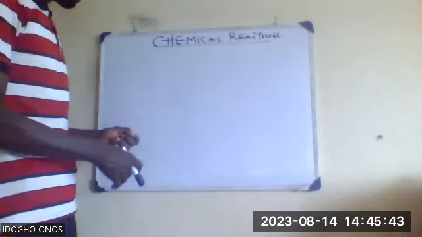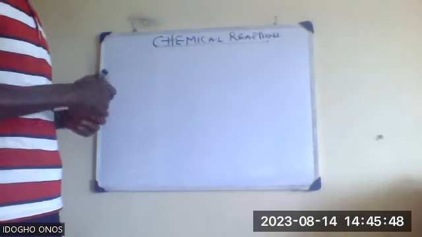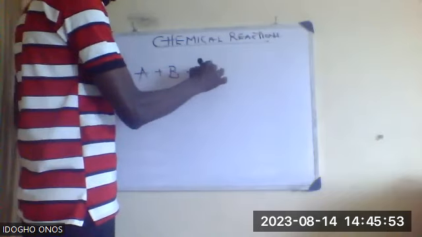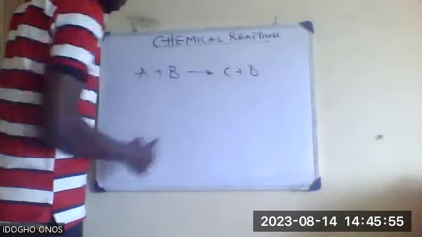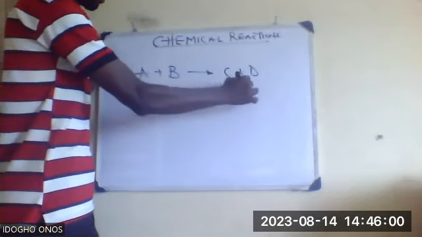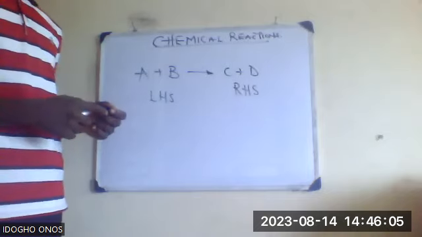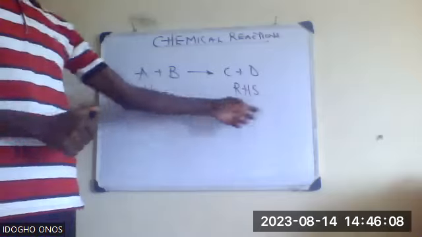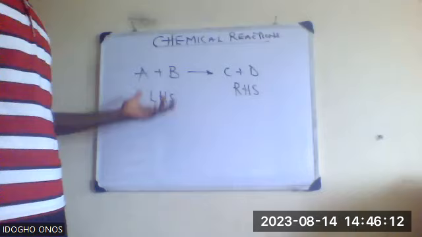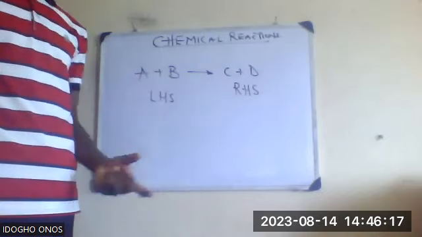So in every chemical equation, there are always two sides. What are the two sides? Let's say I have this as a typical equation, just as an example. This side is called my left-hand side, while this is my right-hand side. On the left-hand side, that is where you always have your reactant, and on the right-hand side is your product.